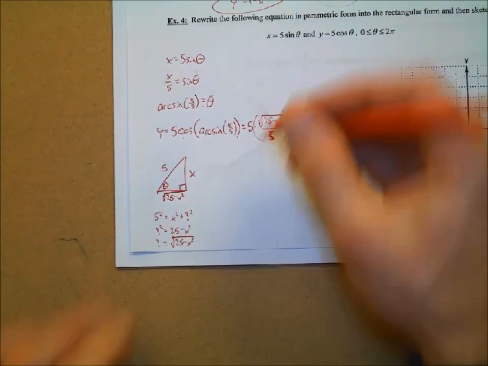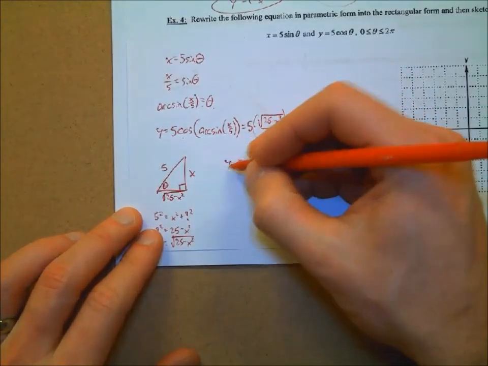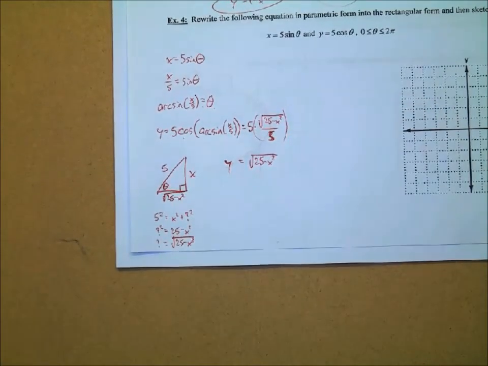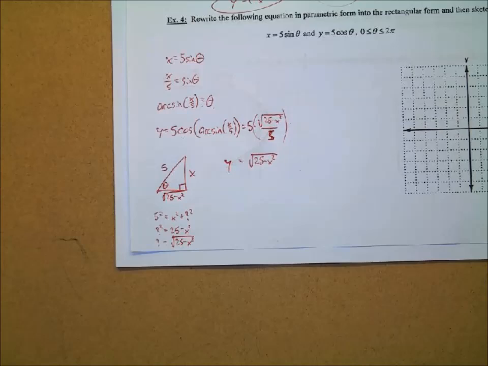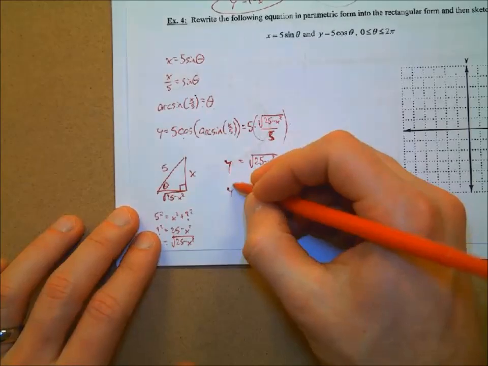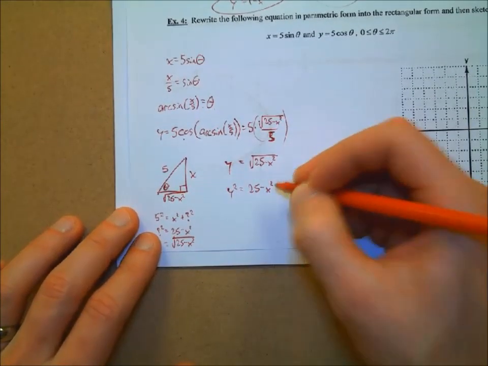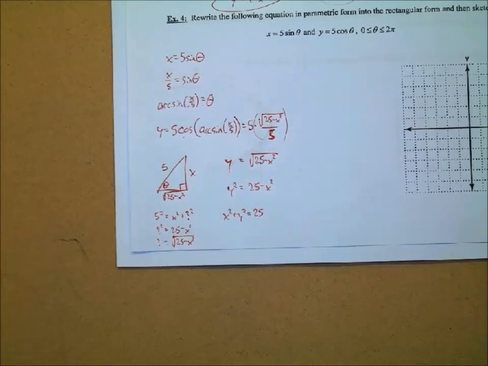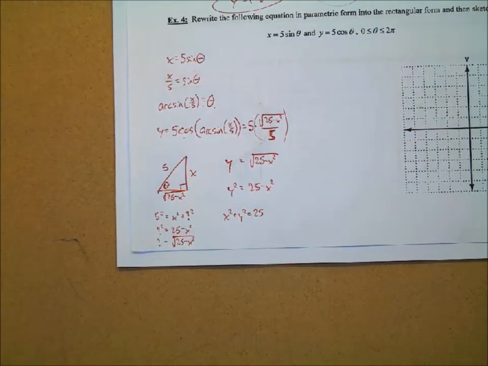And then the 5's cancel, and we're left with y equals the square root of 25 minus x squared. If we square both sides, we get y squared equals 25 minus x squared. And if we add the x squared back over, it's a circle. Oh my gosh, it's right. It's magic. Mathemagic. I just get worked up.